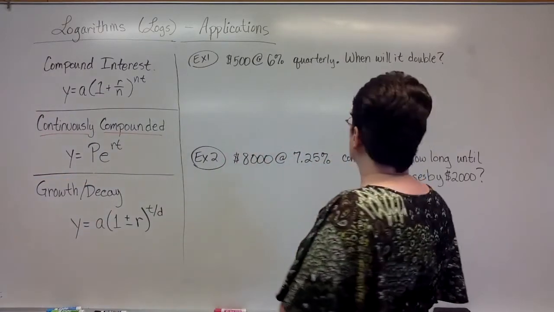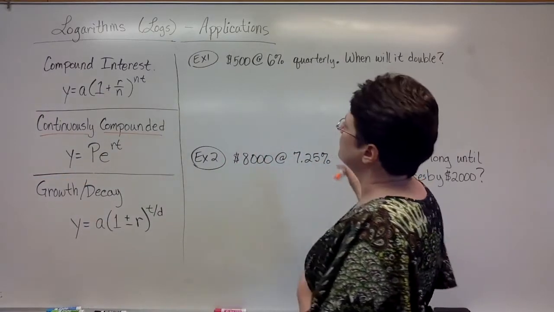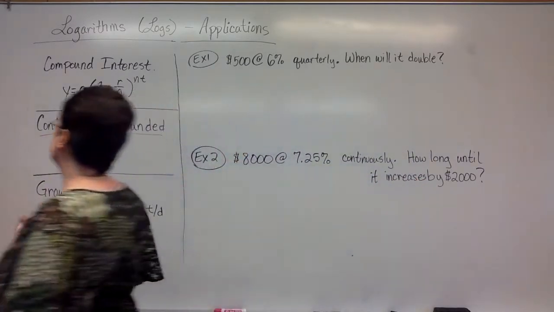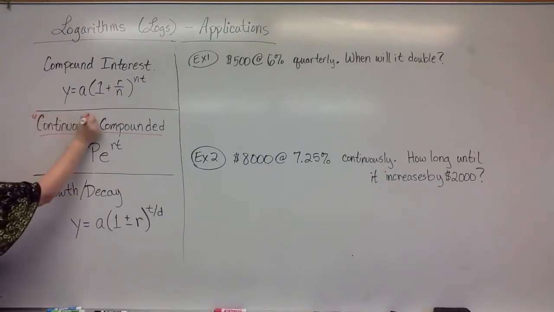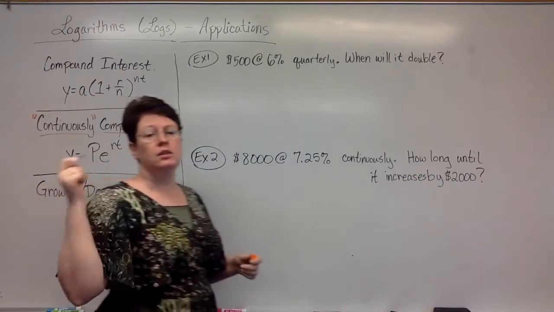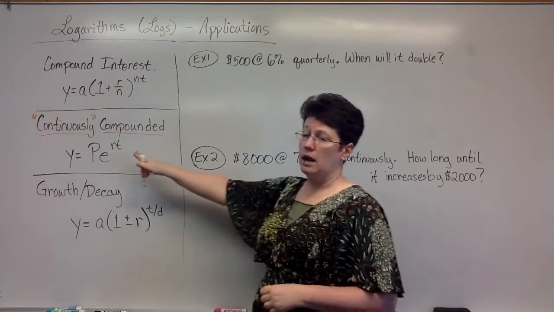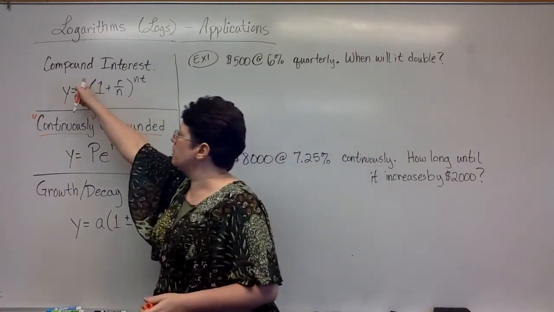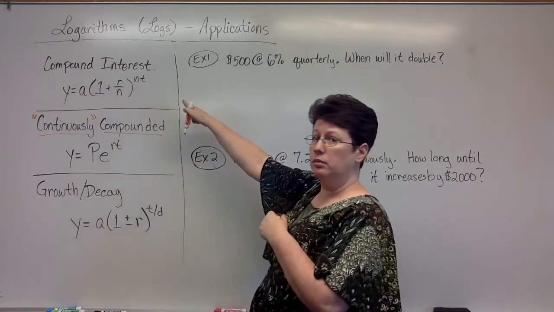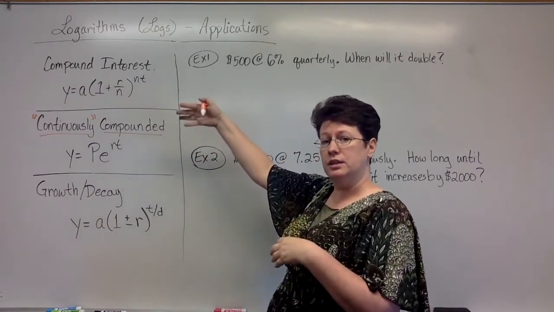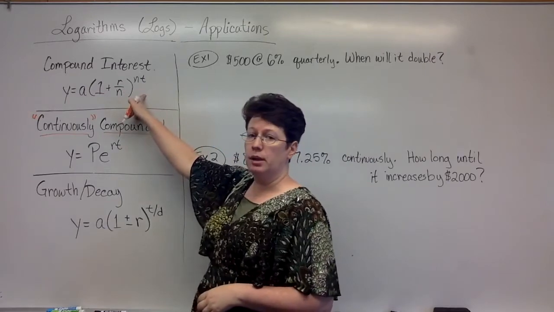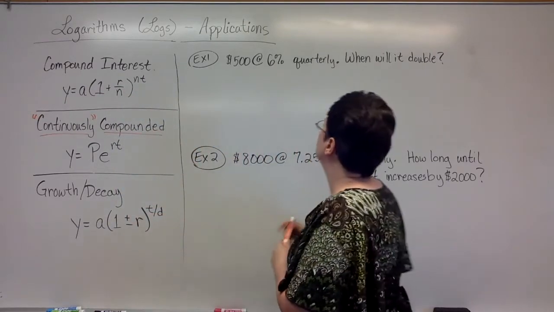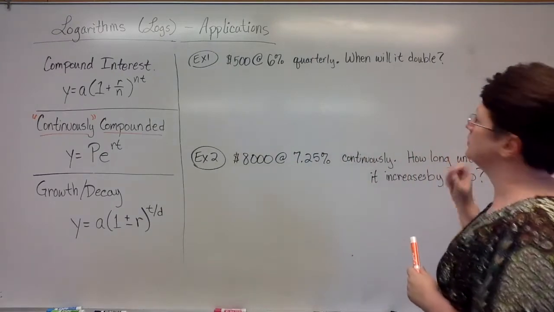So we had some magic words before that told us what N was. If you look for the word continuously in the problem, if it says continuously, then you use the equation that has the E. That's simple. If it says compounded and tells you a time, like quarterly, monthly, annually, daily, we use compound interest. The rest of the time we use growth and decay. Let's look at a couple of examples.